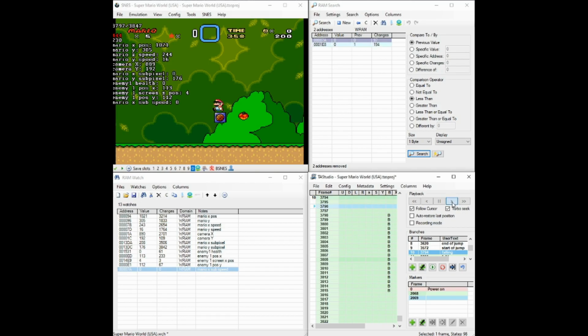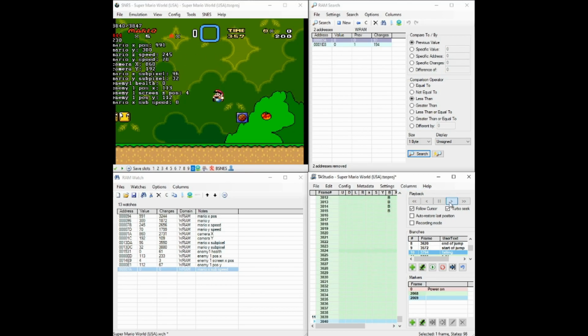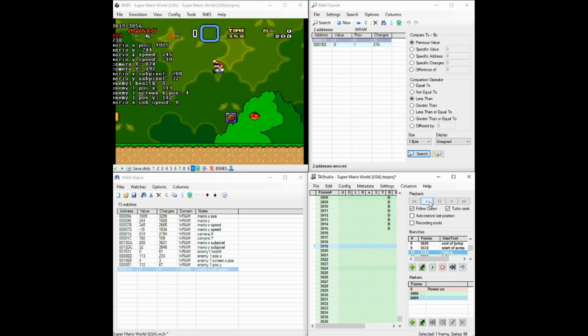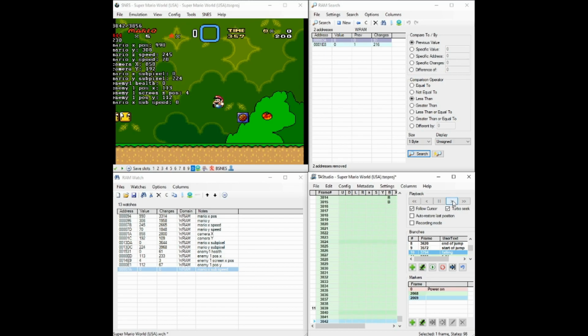So I loaded up the branch for when he starts falling, and we're going to be looking at Mario's Y speed. It looks like 70 is the max until he reaches the floor. So let's go back to when it is 70. Okay. I would expect it to be 71 or maybe 69, but I don't see any variation.